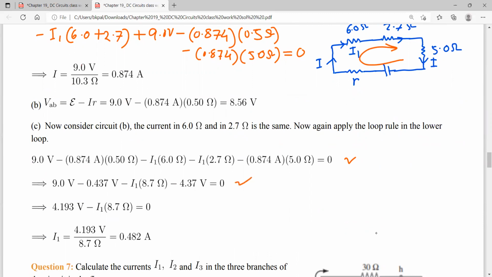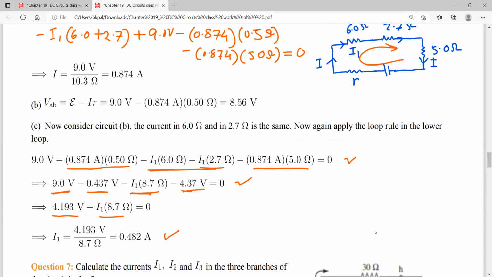In the second line, so 9 volt, this is the internal resistance, you get this. This we don't know, this we don't know. When you add them together, you get something like this, and then this term gives you this. If I add all the numerical values, I got this. Then if you solve it for I1, you get 0.482 amp.